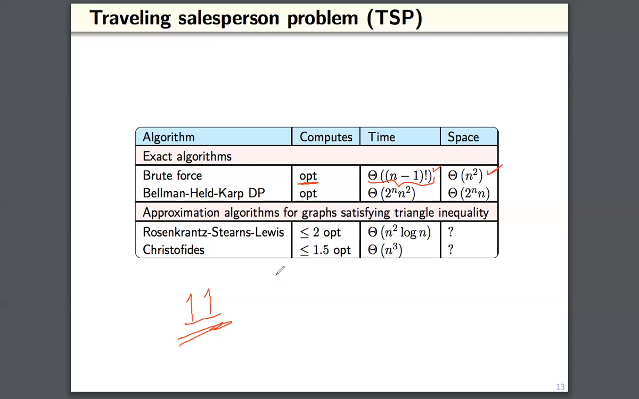Okay, but there are more efficient algorithms. One is based on dynamic programming. There is something called the Bellman-Held-Karp algorithm that can reduce the runtime to 2 power n squared. See, 2 power n squared. This is still better than (n minus 1) factorial.